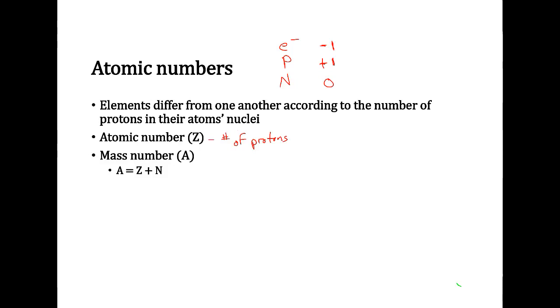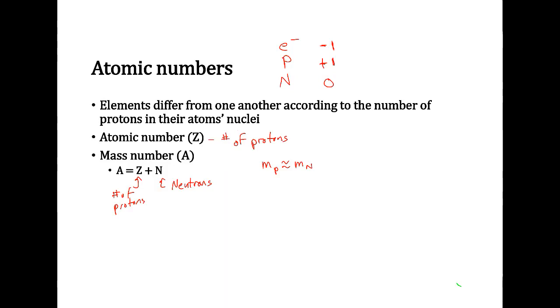Next thing that we're going to look at is the mass number, and we'll denote that with a capital A. So this is equal to Z plus N. Z we just defined as the number of protons, and N is your number of neutrons. So we haven't included electrons in here at all. If you'll recall from the last lecture, we said that the mass of the proton is essentially equal to the mass of the neutron.